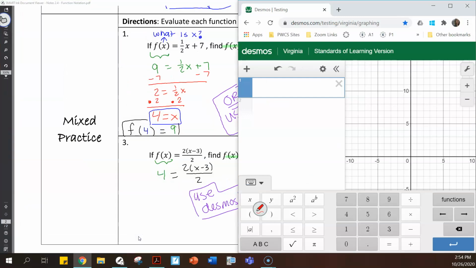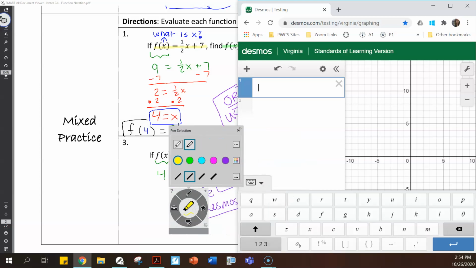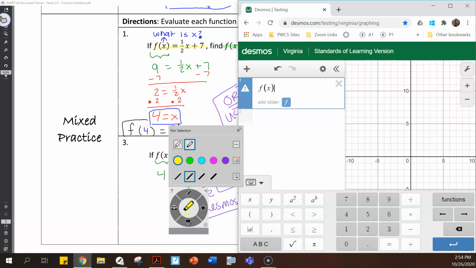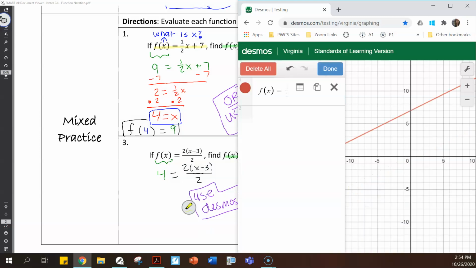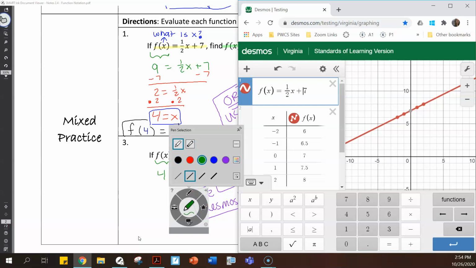So they told me that f of x equals 1/2 x plus 7. So I'm going to type that in Desmos. f of x equals 1/2 x plus 7. And then I'm going to use my table, press the gear wheel, press the table, to figure out where y equals 9. Okay, they gave me the output value, so I'm looking for where f of x equals 9. That's right out of the problem.